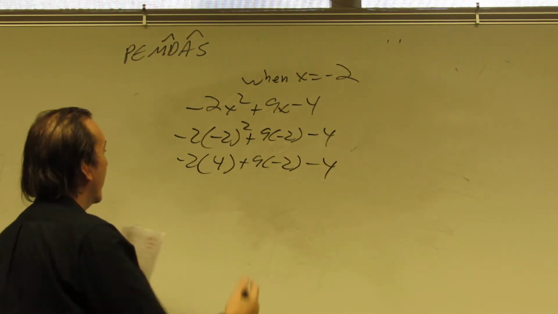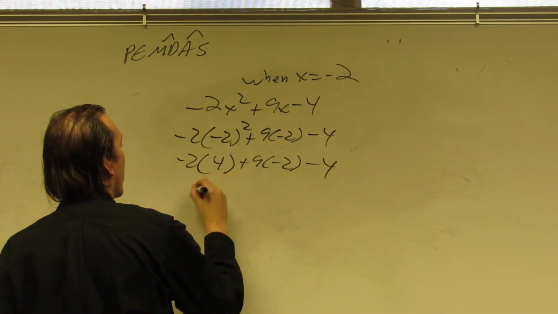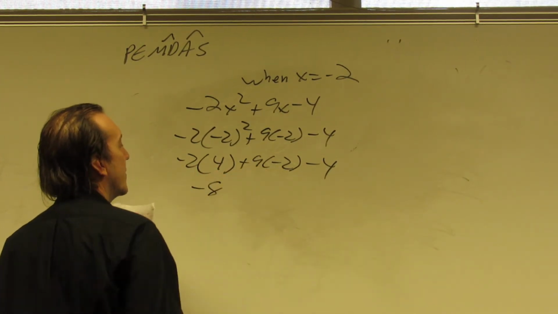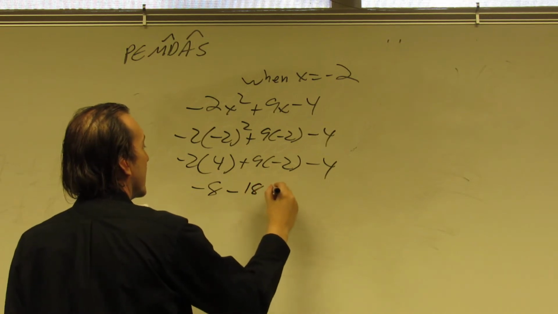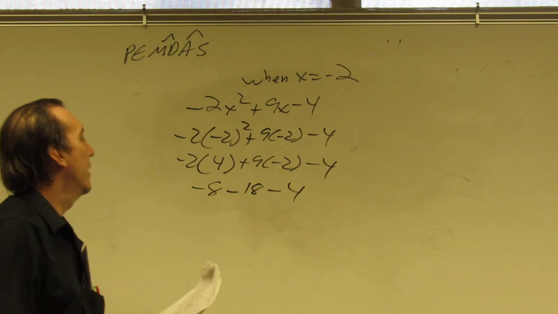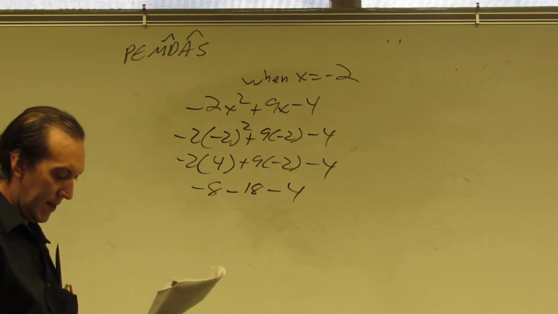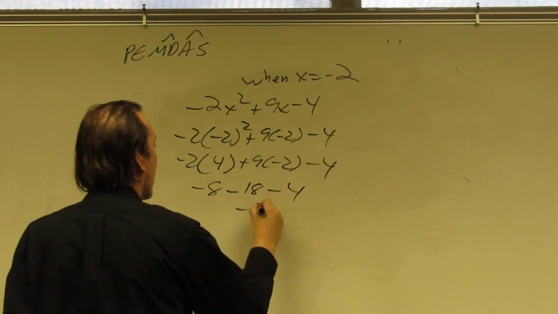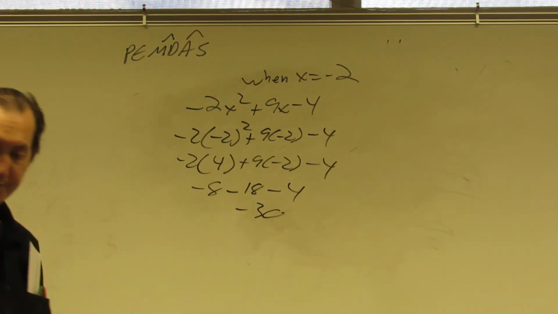Now we're going to do all our multiplications. Negative 2 times 4 is negative 8. 9 times negative 2 is minus 18, minus 4. Negative 8 minus 18 minus 4 is negative 30.